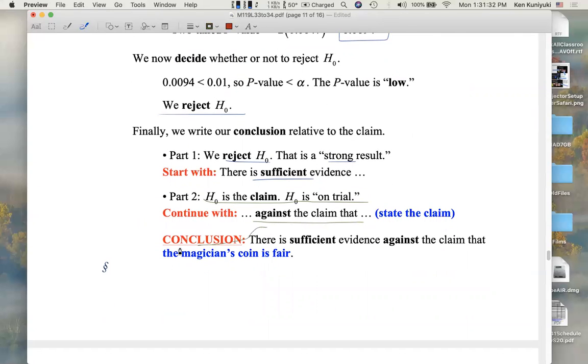Conclusion? There is sufficient evidence against the claim that the magician's coin is fair. Which makes sense. I mean, if you think about it, 63 heads out of 100, your sense would probably be that, yeah, that's pretty strong evidence against the claim that the coin's fair. Although, again, it was a close call. The 1% was lenient. It almost let 63 heads get away with it.